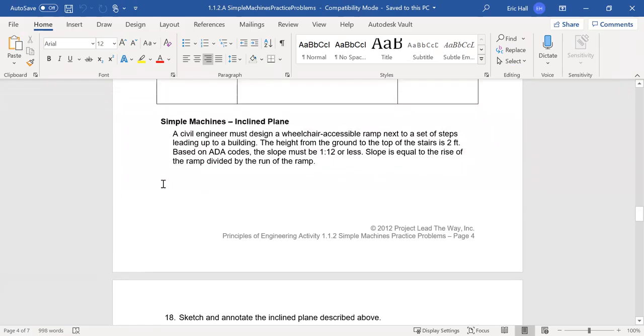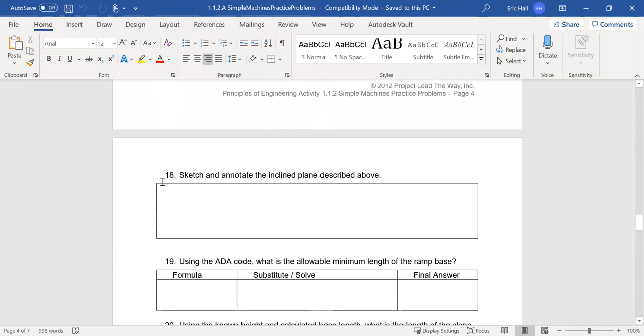So I have an incline plane problem. A civil engineer must design a wheelchair accessible ramp next to a set of steps leading up to a building. The height from the ground to the top of the stairs is 2 feet. Based on ADA codes, the slope must be 1 to 12 or less. Slope is equal to the rise of the ramp divided by the run. So how does that work? Let's get things set up.